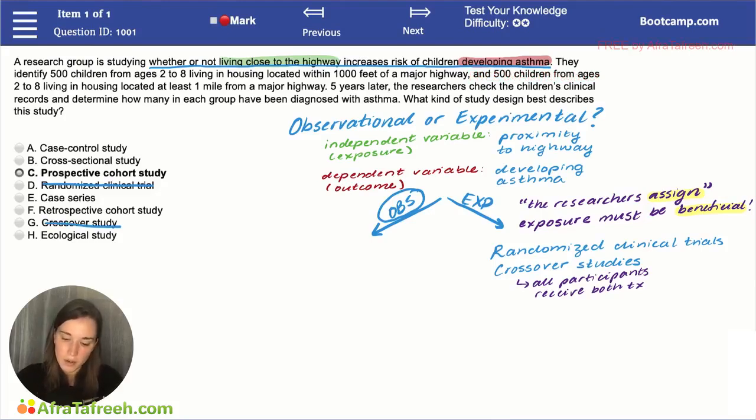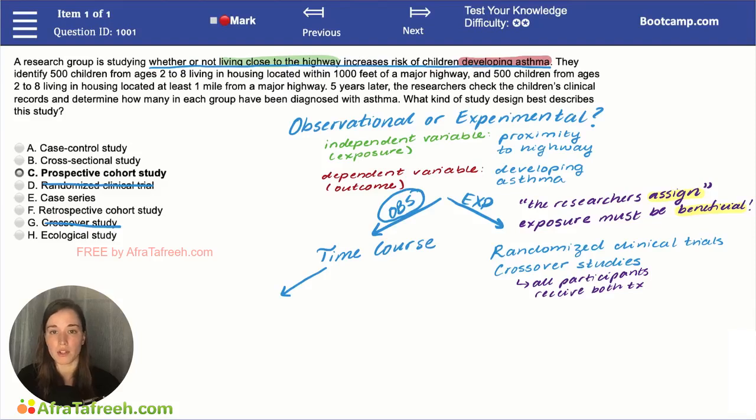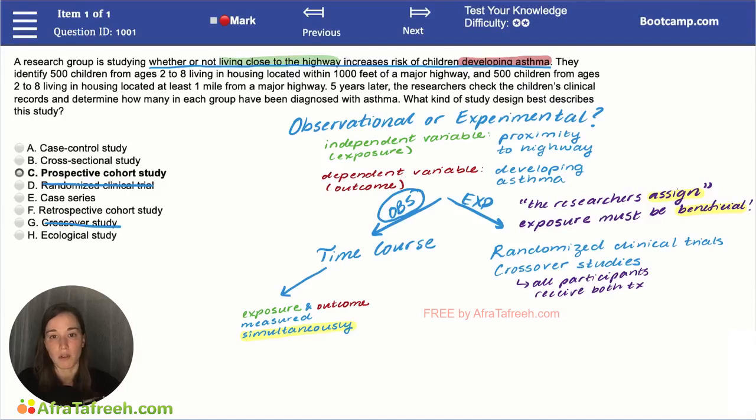Okay, so now we know our study is an observational study, and how do we narrow that down to the final answer choice? Next, I like to think about what is the time course of the study. Remember that in some observational studies, data on both the exposure and the outcome are collected simultaneously. And other studies collect data on exposure and outcome at different points in time in order to establish a temporal relationship between the hypothesized cause and the hypothesized effect.